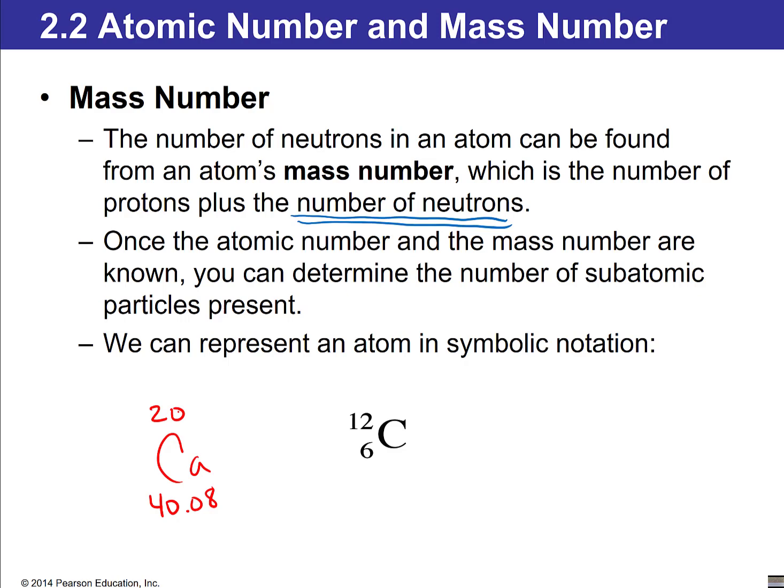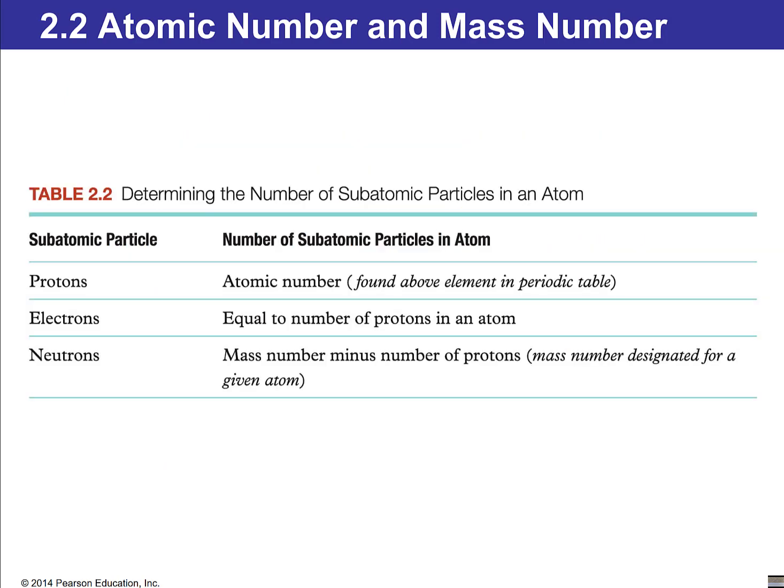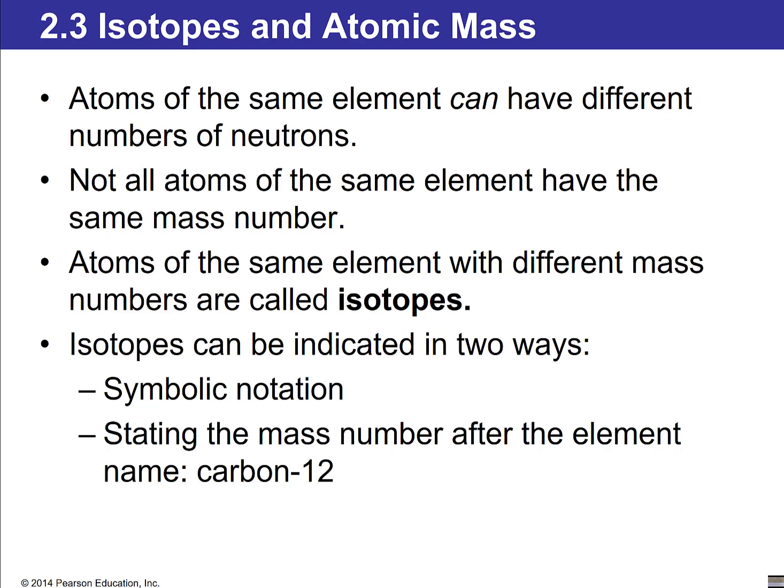But the 40.08, I told you to round to the nearest whole number, subtract the 2, that tells you numbers of neutrons. The whole reason that it has this decimal place, how they're not all just whole numbers, is because there are some atoms with the same number of protons, same number of electrons, but they can have different numbers of neutrons. And if they have different numbers of neutrons, that makes them isotopes.